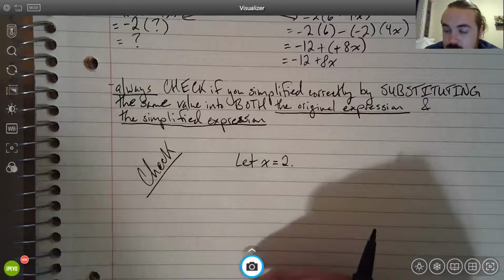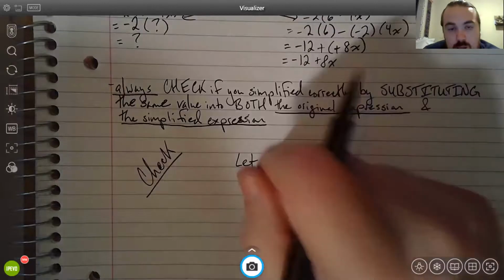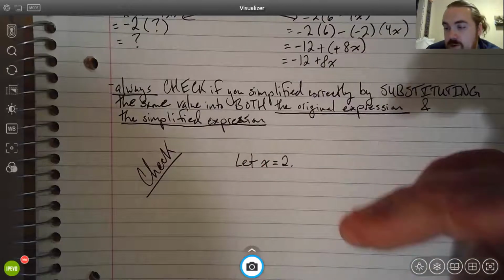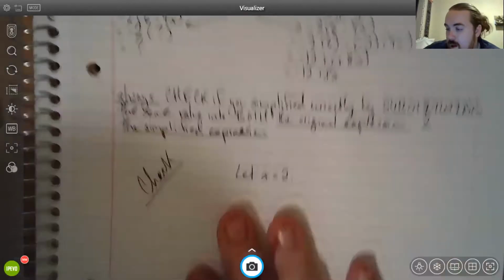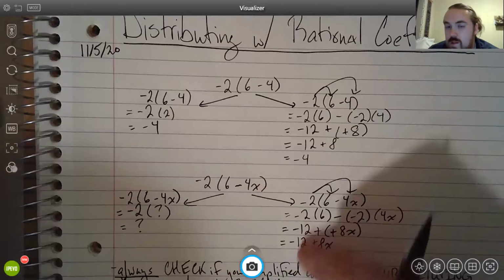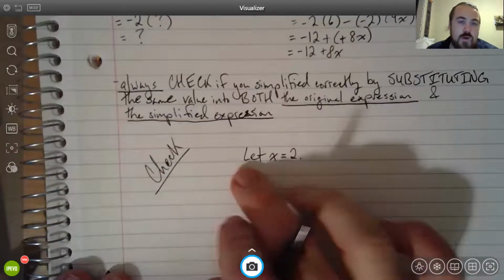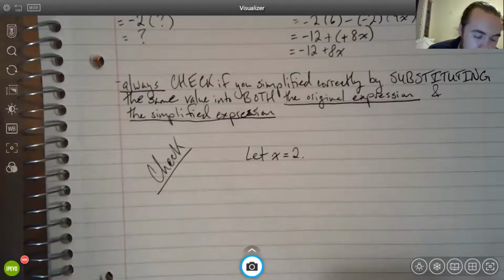Writing a let statement lets you know exactly what you're doing and how you're solving it. Again, you want to be clear. You want to organize your workspace and align everything. We're going to align right down here too. So we've chosen our variable, x equals 2.